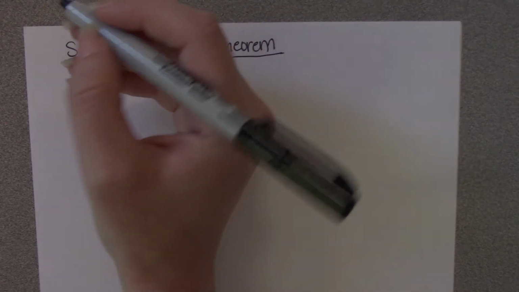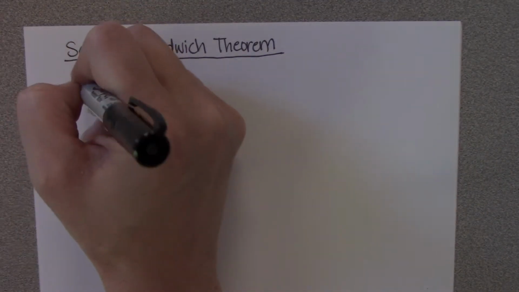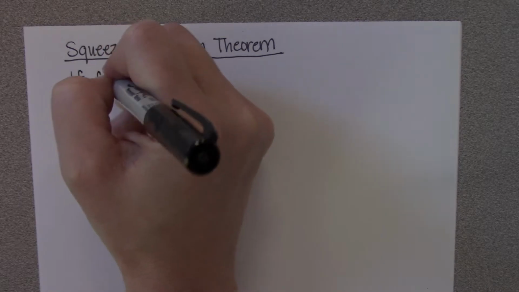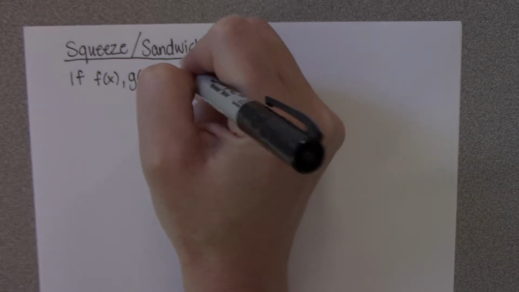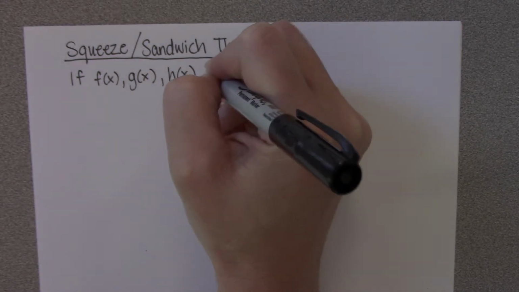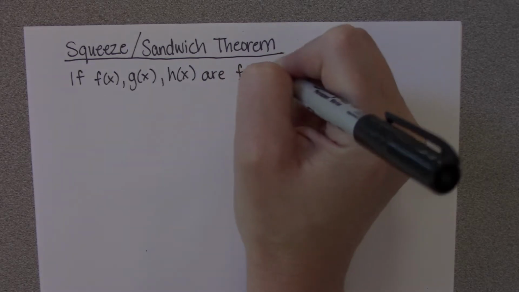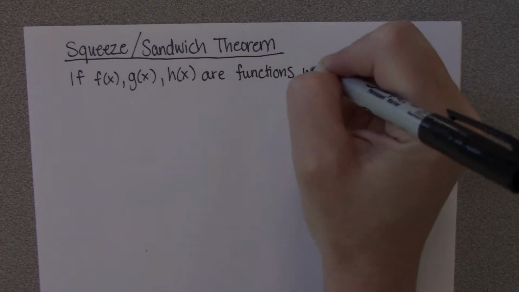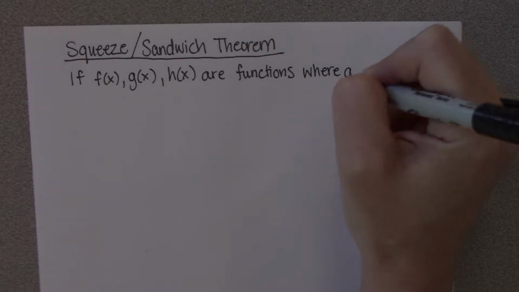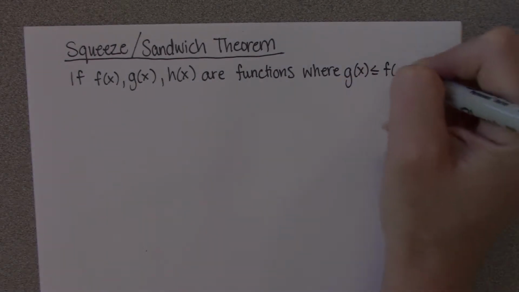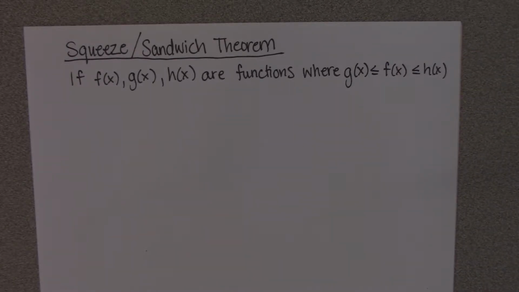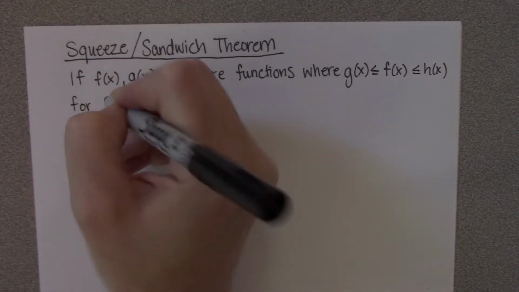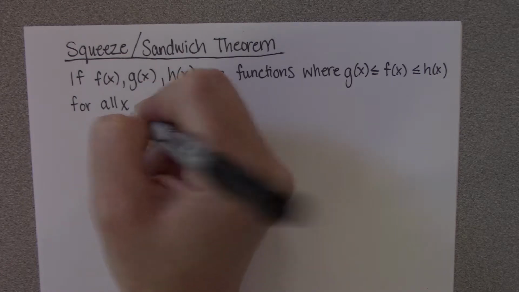All right, so the squeeze slash sandwich theorem, it kind of depends on who your teacher was. So let's look at it the traditional way. So we have 3 functions, f of x, g of x, and h of x. And they have the relationship that g of x is always less than or equal to f of x, and f of x is always less than or equal to h of x. And this is true for all x.